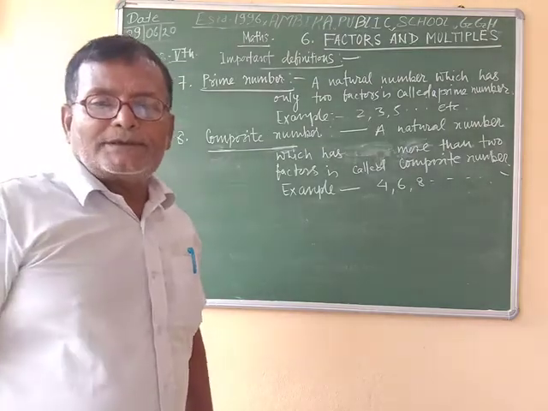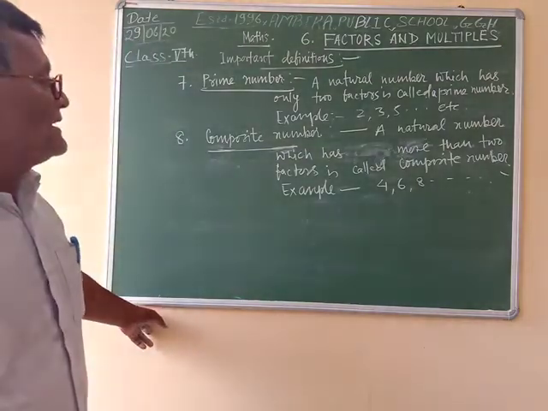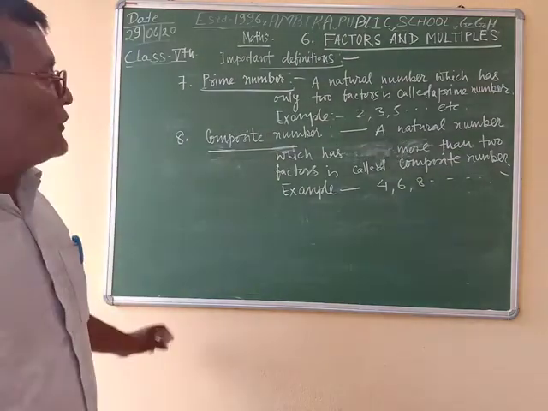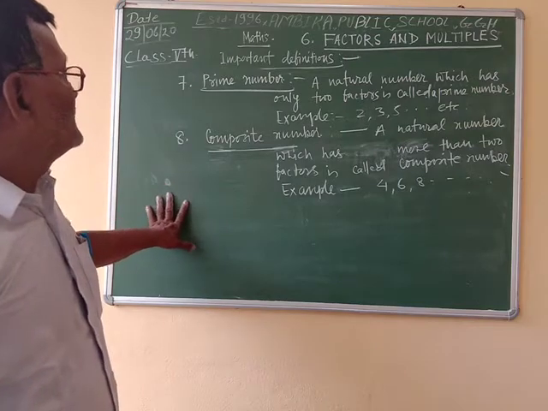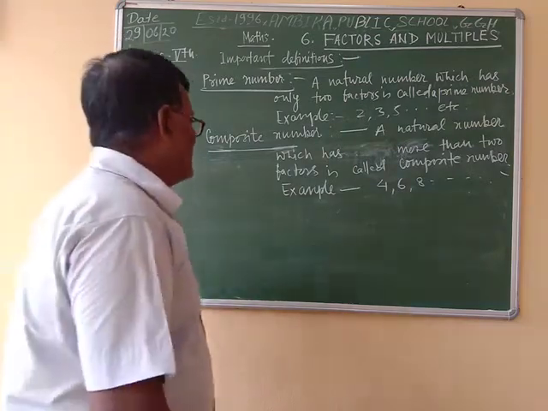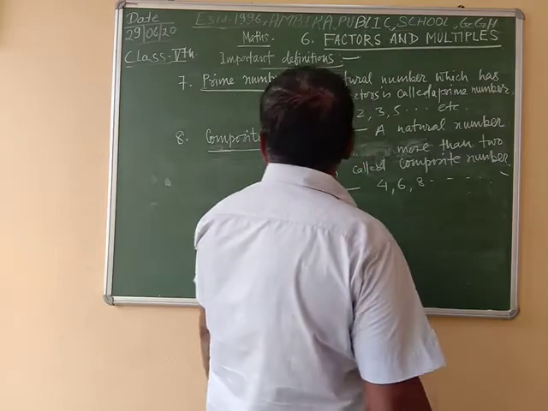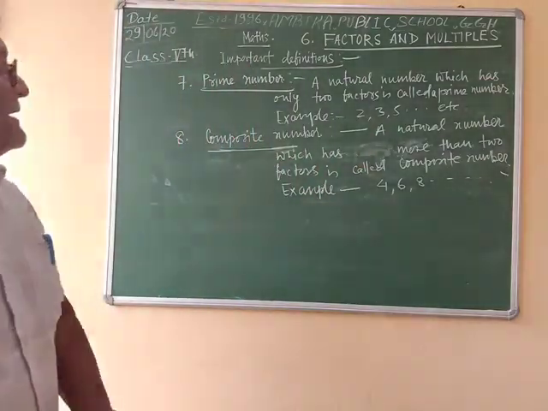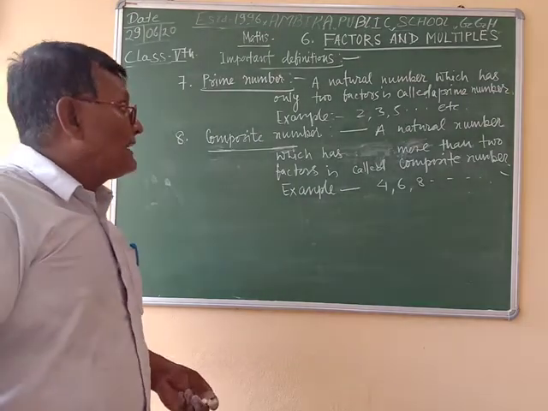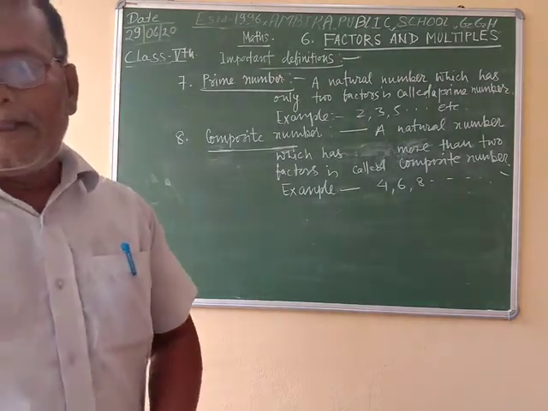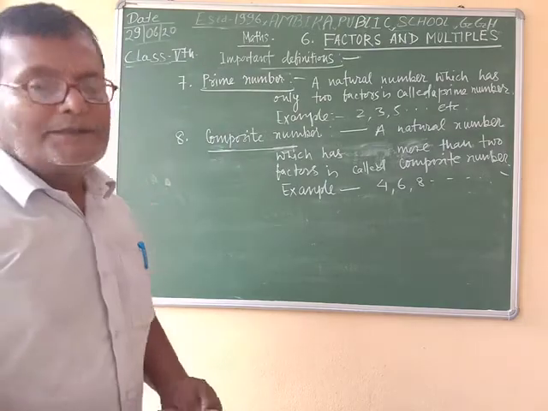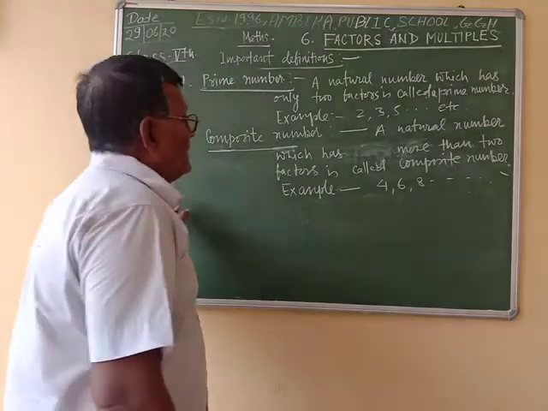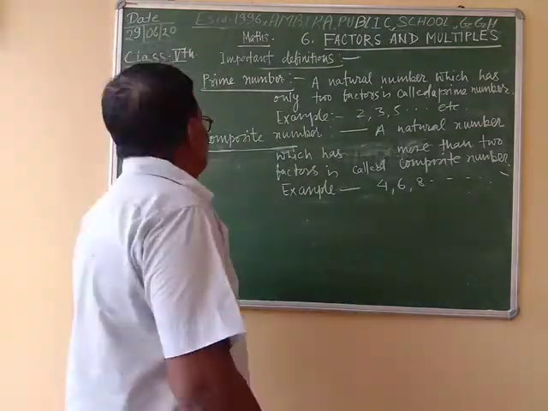When two or more numbers are multiplied together, the resulting number is called the product, and each of the numbers multiplied is called a factor. The factor of a number is an exact divisor of that number. And the next, divisible. When a number is divided by another number and the remainder is 0, then the first number is called divisible by the second number.